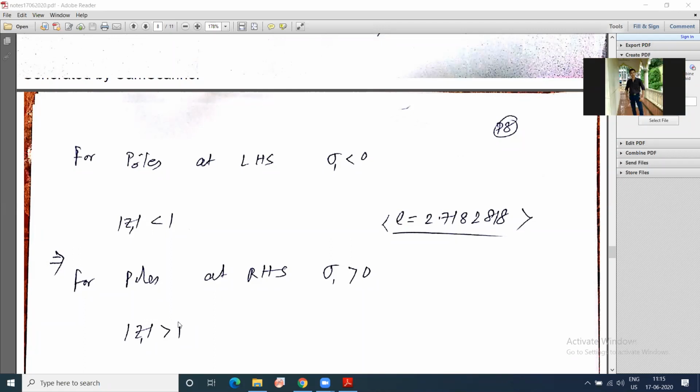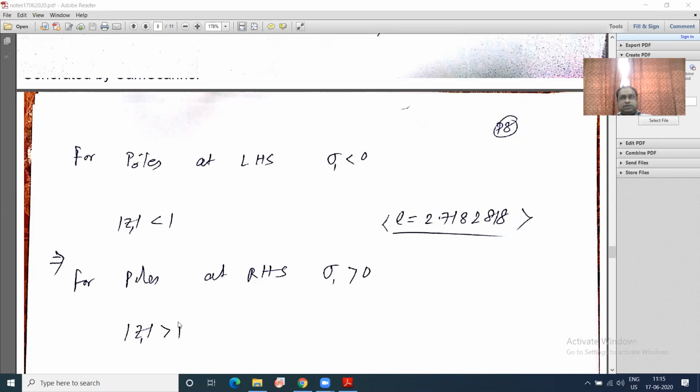If you remember the lecture I gave in the previous class on digital system stability, I took two examples. When poles are outside the unit circle, the system is unstable, and when poles are within the unit circle, the system is stable. That I have discussed in the last class.